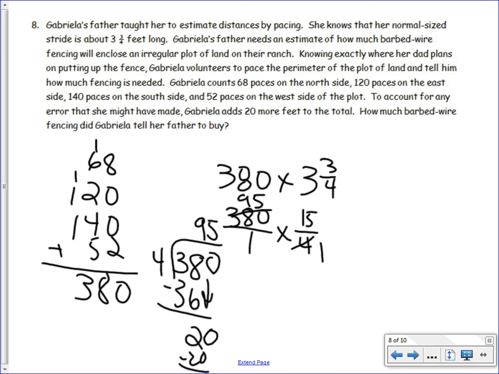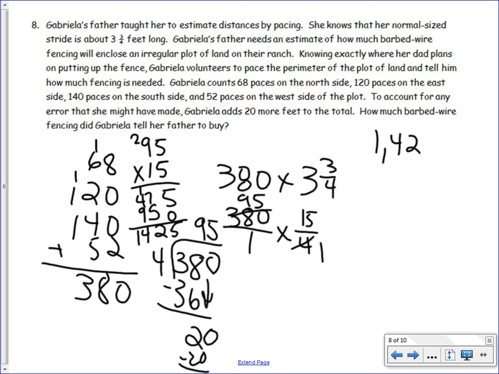Now I multiply across, top times top. So 95 times 15. 5 times 5 is 25. 5 times 9 is 45 plus 2 is 47. Add your 0. 1 times 5 is 5. 1 times 9 is 9. So I have 5, 12, 14. So it's 1,425. You cannot stop there because that's how much the outside is.